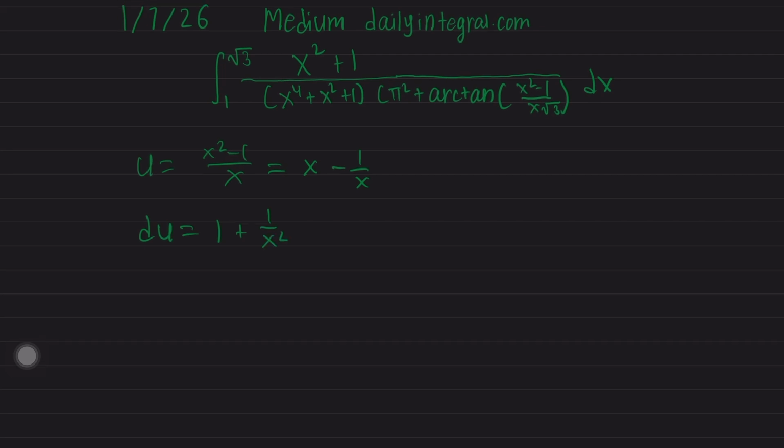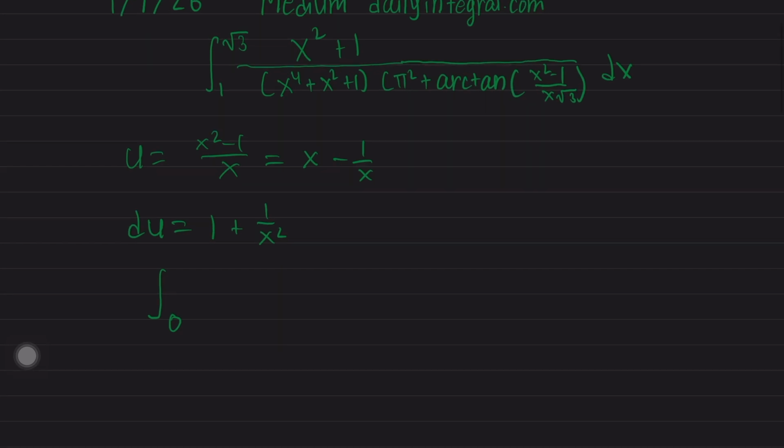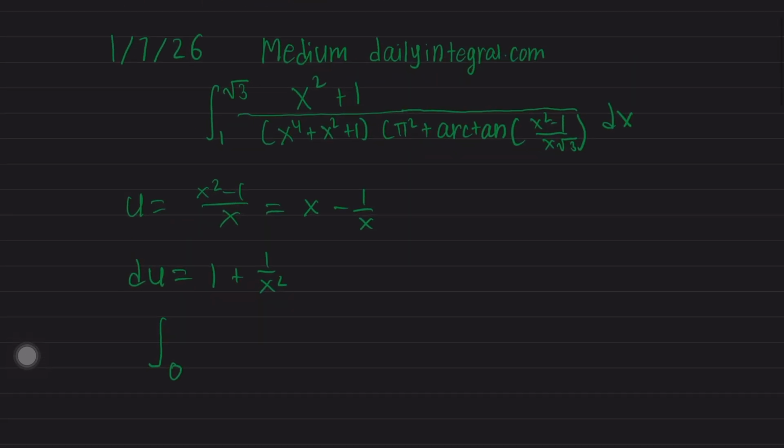Okay, let's switch the bounds on the integral. We plug in 1, we have 1 minus 1 over 1, that is 0. Then we'll have root 3, let's plug in our second bound, so we'll have root 3 minus 1 over root 3. This is the same as 2 over root 3. Okay, let's plug this in here. So 2 over square root of 3.